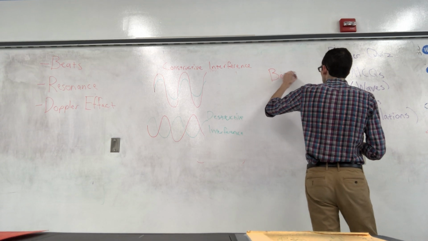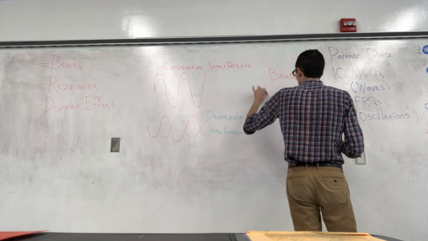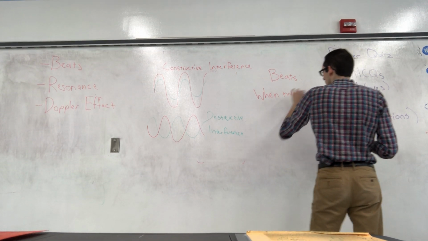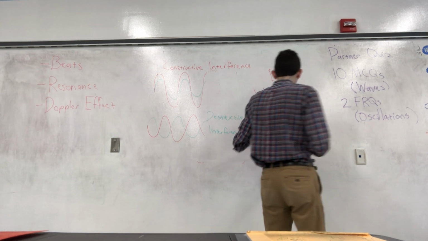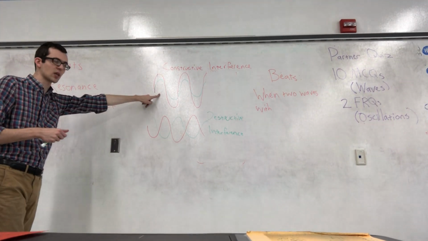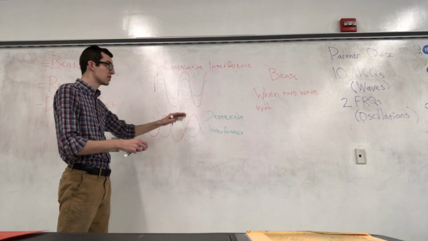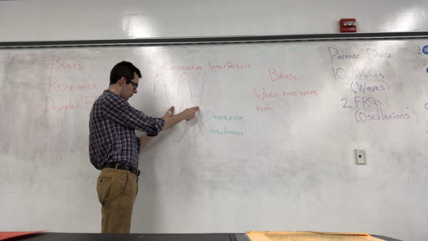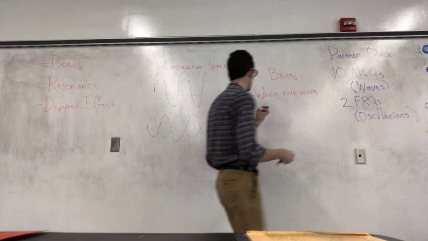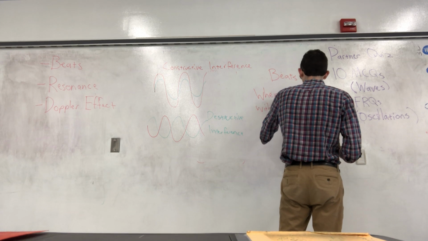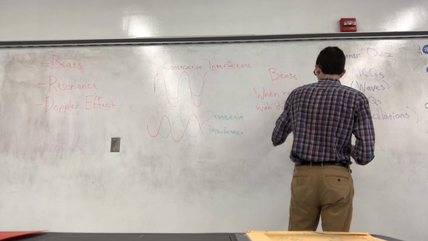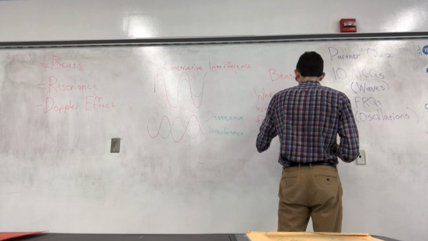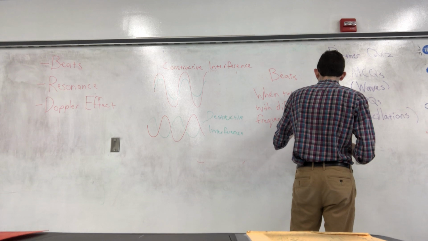So beats is when two waves with different frequencies interfere. Noise-canceling headphones or fully constructive interference have the same frequency and same wavelength, so it's the same distance, takes the same frequency or same period. So two waves with different frequencies interfere, and that's what we call beats.